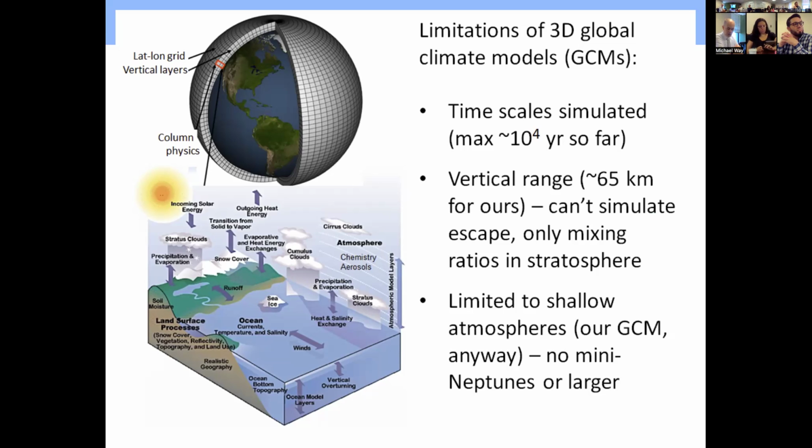The vertical range that the models in the atmosphere itself goes up to about 65 kilometers for Earth-type atmospheres. We cannot simulate escape in this model, and we really only get mixing ratios in the stratosphere and upper stratosphere. We're really limited to shallow atmospheres, as we say here, for the GCM anyway. That means you cannot do mini Neptunes or things like Titan, where the shallow approximation does not work so well.